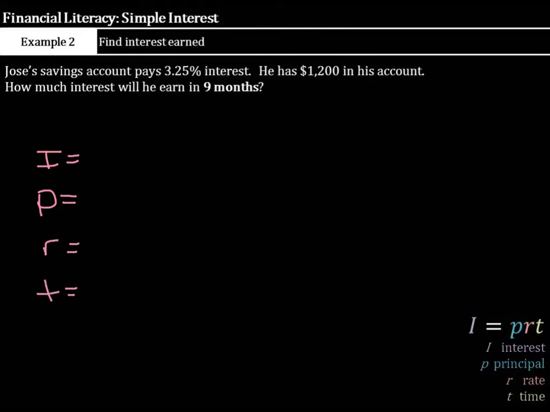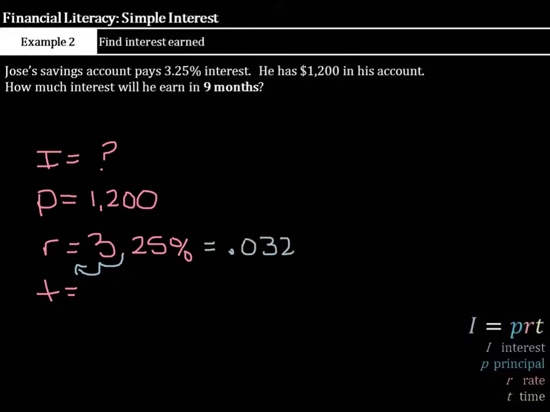Well, our interest is what we're solving for, so we'll just be keeping that as an I in our formula. The P is the principal, the $1,200 he has in his account. The rate is 3.25%, but again, remember, we need to move our decimal point over twice to the left so that we have 0.0325. Our time here is 9 months. Now remember back that T has to be in years.